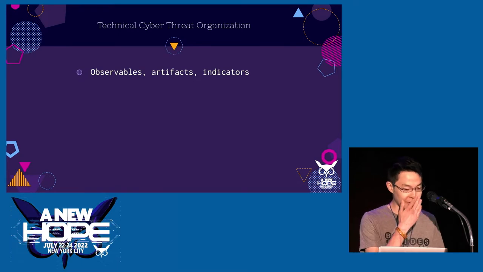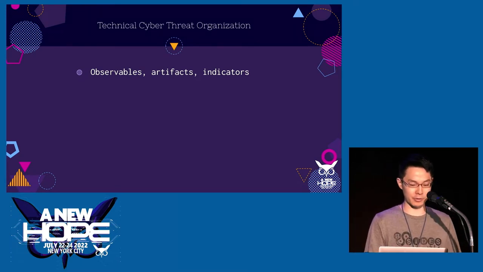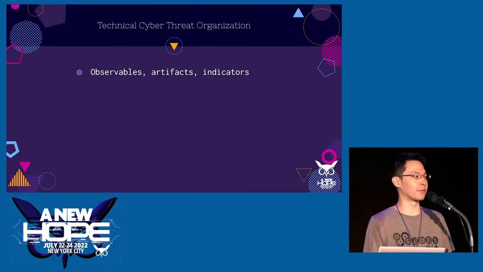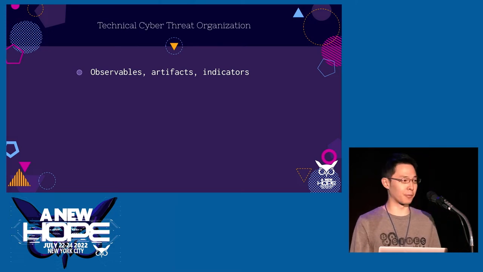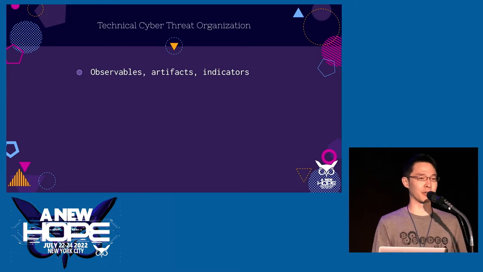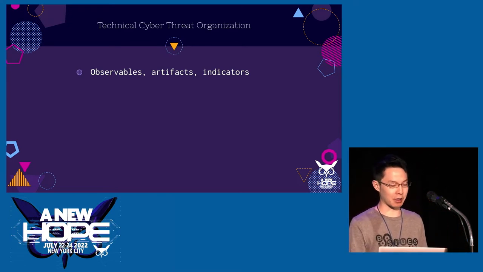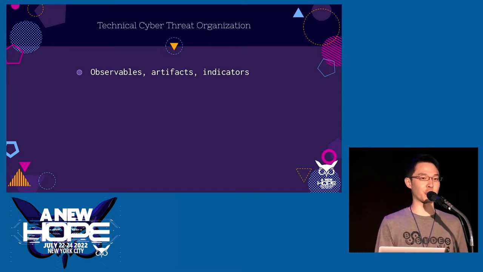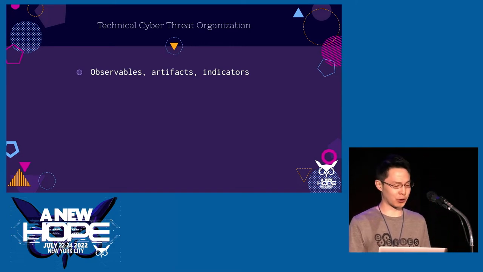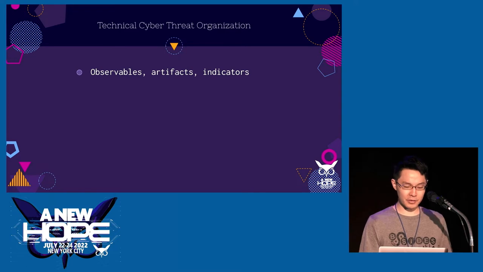And so we'll move on to the technical component of cyber threat intelligence, which is I guess probably what most people would allude to when you think about cyber threat intelligence and things like that, which is just observables, artifacts, and indicators. You know, your IPs, domains, URL hashes, email addresses, file names, and things like that.